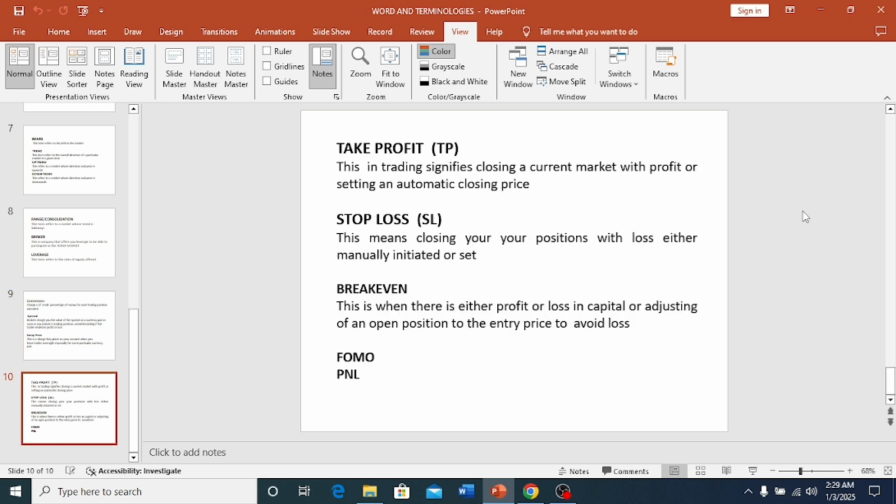The next, we have take profit, stop loss, and break even. Now, take profit is one of the things that you like the most. I know you like it. Stop loss is one of your friends that will never leave you till they stop trading. Take profit in trading signifies closing a current market with profit or setting an automatic closing price. That is what take profit is.